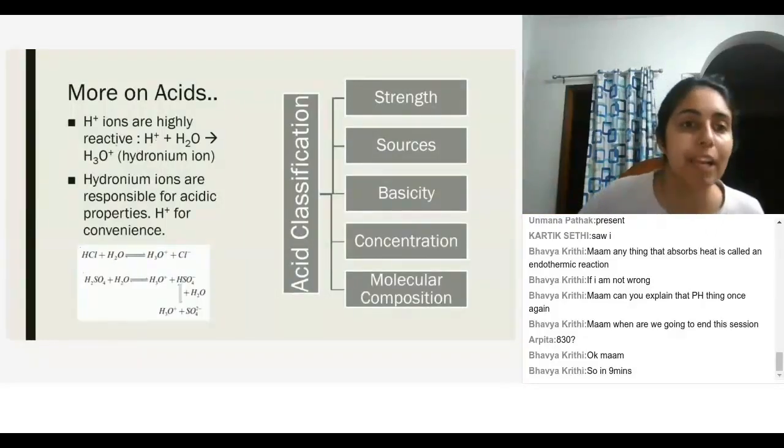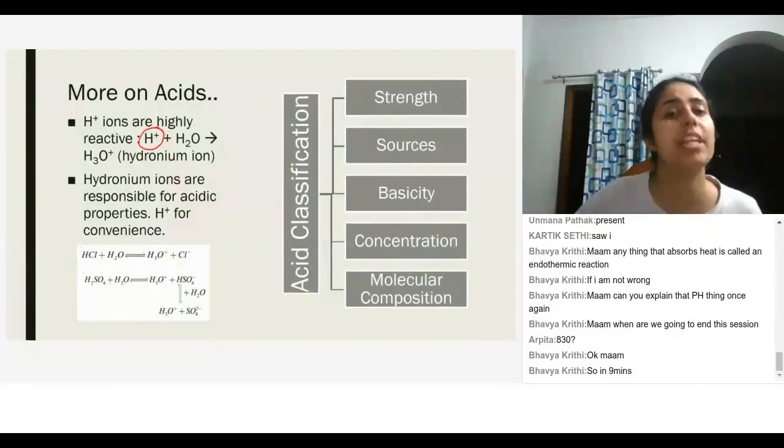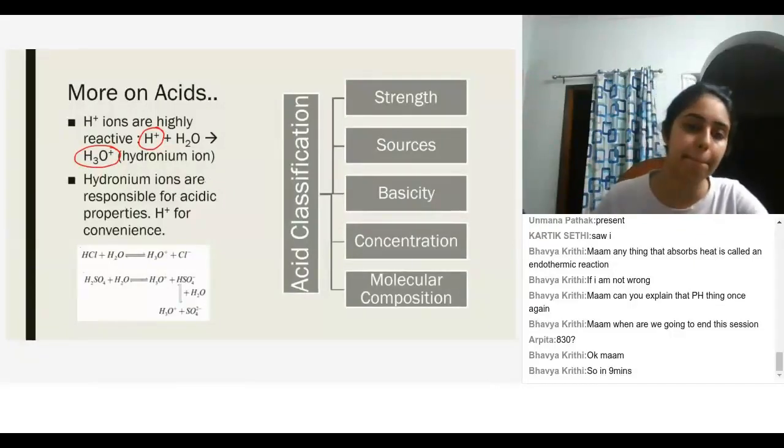So they end up forming hydronium ion. H plus ion is so reactive that it also reacts with water to form H3O plus, which is a hydronium ion.